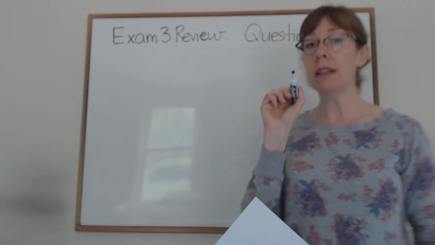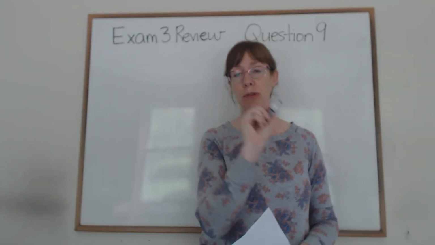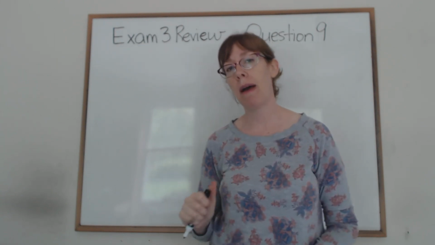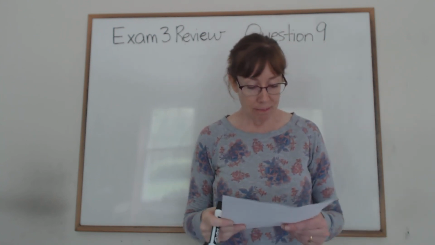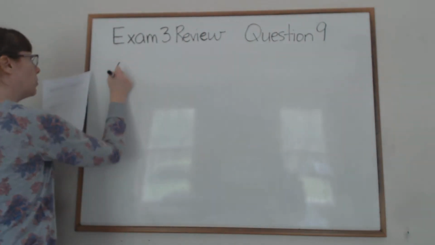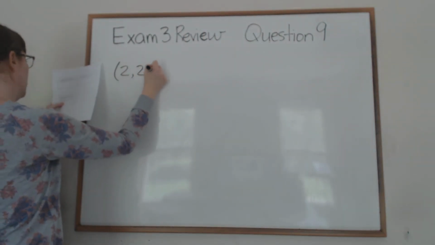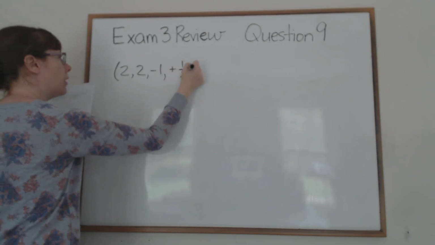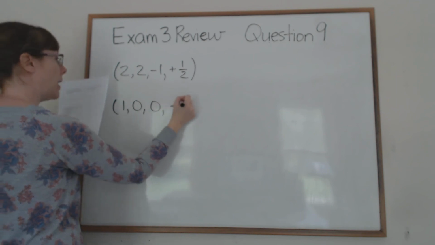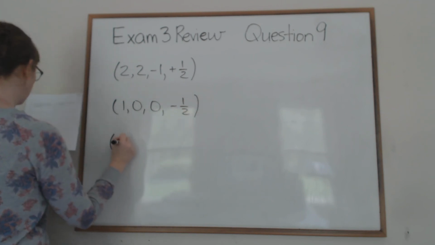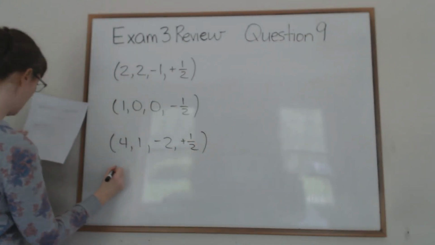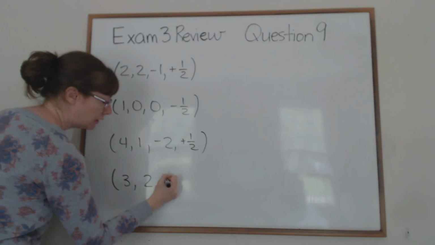And the last quantum number, the ms, that's in the first chapter 8 video, because that one is taught after you learn about electron configurations. All right, which of these combinations of quantum numbers are possible and which are impossible? Let me jot these on the board. 2, 2, negative 1, plus 1/2. 1, 0, 0, minus 1/2. 4, 1, negative 2, plus 1/2. And 3, 2, 0, and 0.